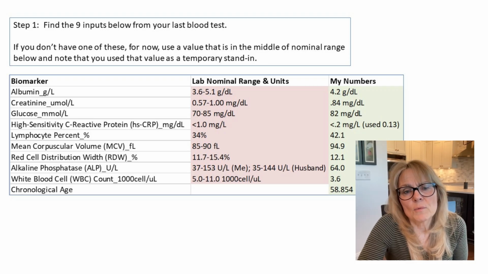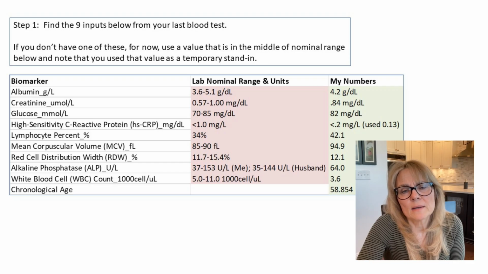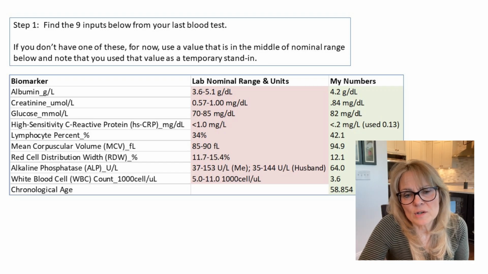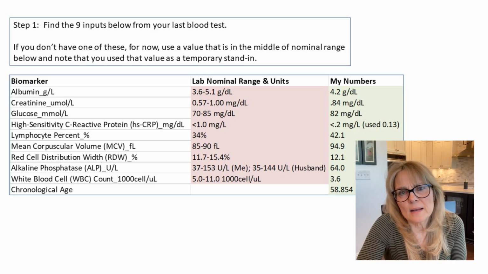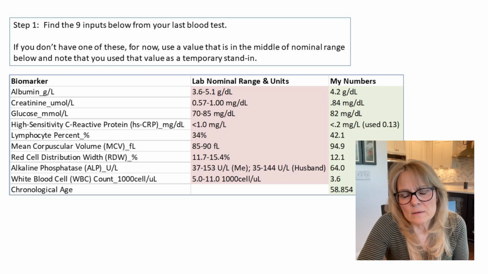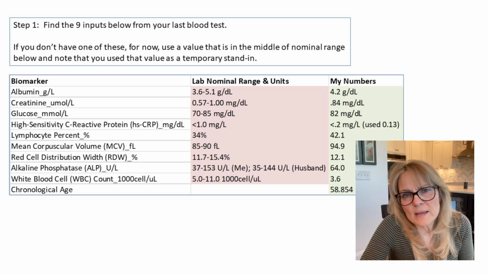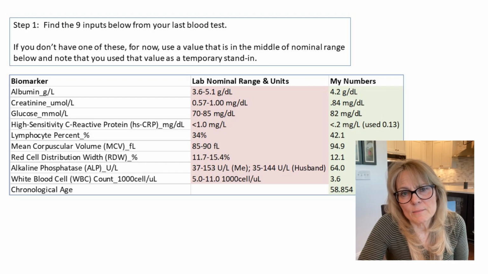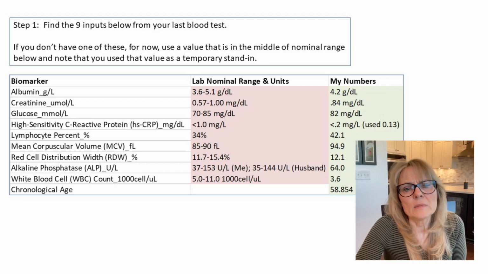Like I said, if you don't have all of those in your blood work, don't worry about it. What I suggest you do is pick a nominal mid-range value, and I've got the nominal ranges listed in pink below, and just substitute that in and make a note that you used a stand-in value. Then you can talk to your physician about getting that testing the next time you have blood work done.